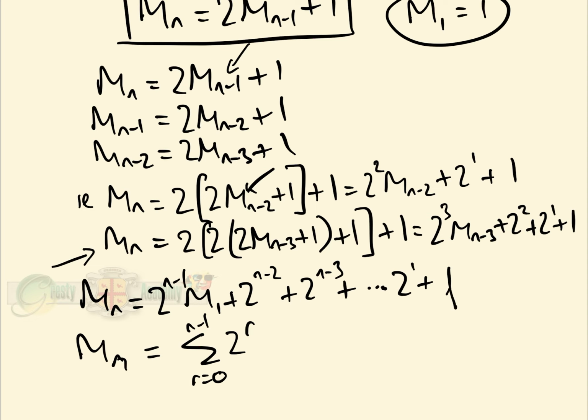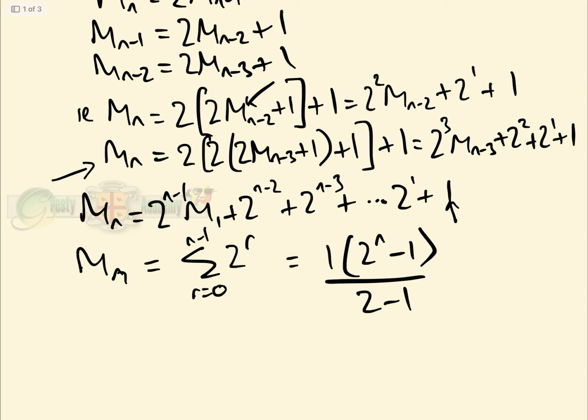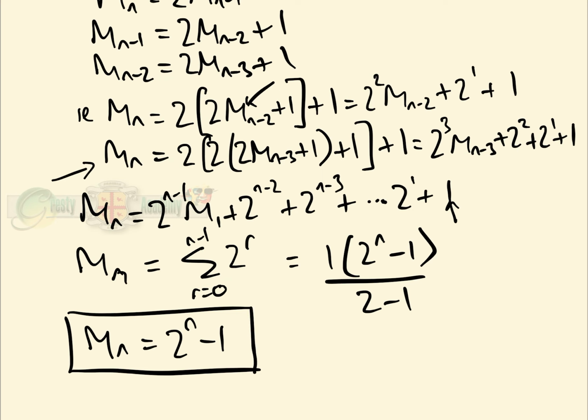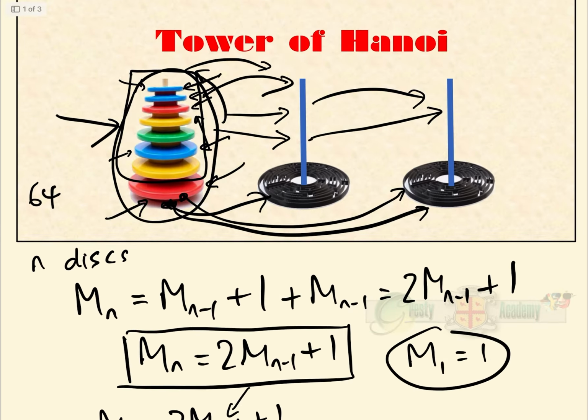First term is 1 and the ratio is 2, and therefore the sum is equal to 1 times 2 to the power of n minus 1 over 2 minus 1. That's just the sum of the n terms of a geometric series, and so therefore mn is equal to 2 to the n minus 1, i.e. the minimum number of moves to move n discs from here to another pole is 2 to the n minus 1.